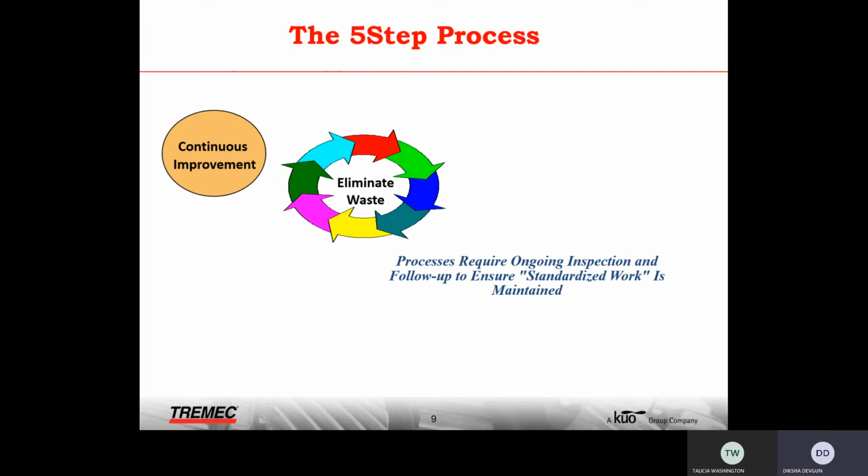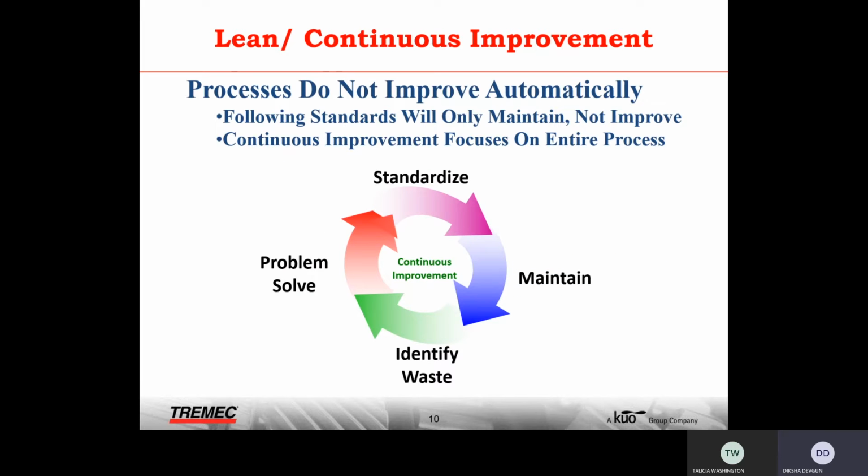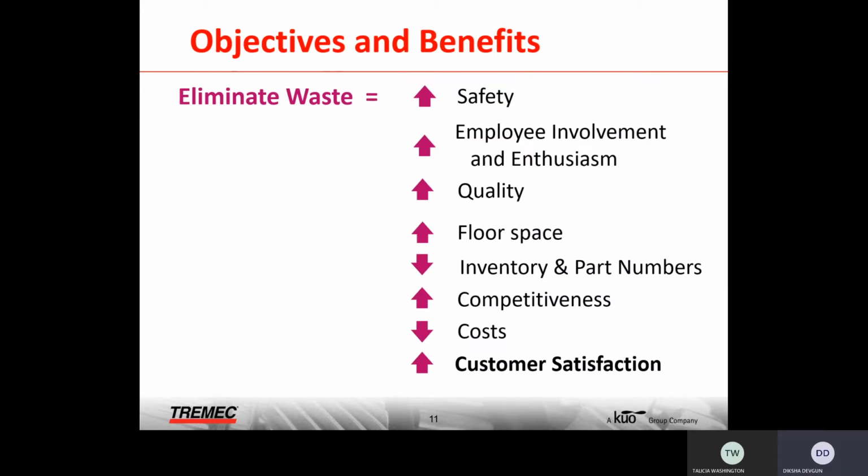For continuous improvement, the process requires ongoing inspection and follow-up to ensure standardized work is maintained. For continuous improvement, a process does not automatically improve. Following standards will only maintain but not improve. So continuous improvement focuses on the entire process, which is first we standardize, we maintain, identify waste, and problem solve in order to do continuous improvement.